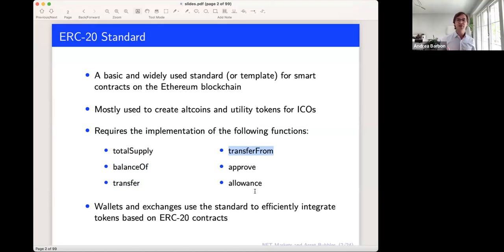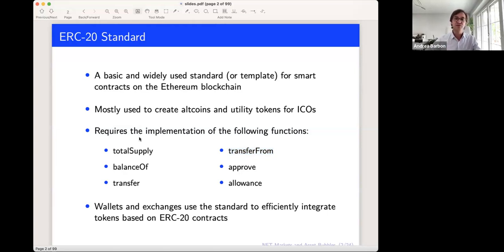The point of having this ERC20 standard is that anybody can use it to create a token, and then wallet providers or exchanges can efficiently integrate these new tokens into their systems, because they follow this ERC20 standard. So if these exchanges know that they just need to call the transfer function to transfer the token, then as long as those are ERC20 tokens, the function will work in the same way.